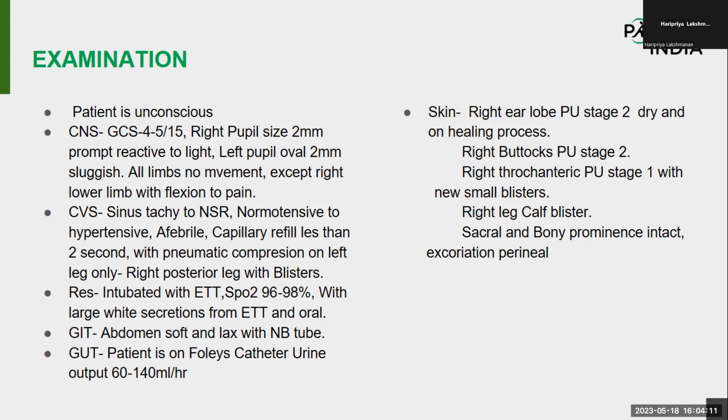His CNS: Glasgow Coma Scale is 4 to 5, and the right pupil size is 2 millimeters, promptly reactive to light. Left pupil is over 2 mm, sluggish. All limbs have no movement except the right lower limb with flexion to pain. CVS is sinus tachycardia to normal sinus rhythm, normotensive to hypotensive, afebrile, capillary refill less than 2 seconds, with pneumatic compression on the left leg only. Right posterior leg with blisters.